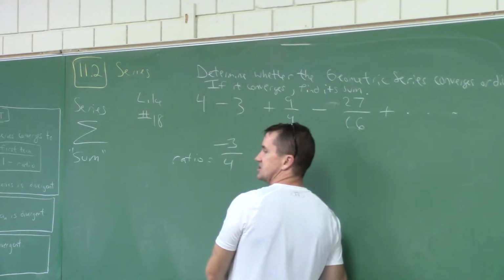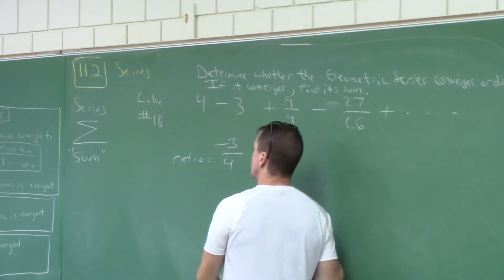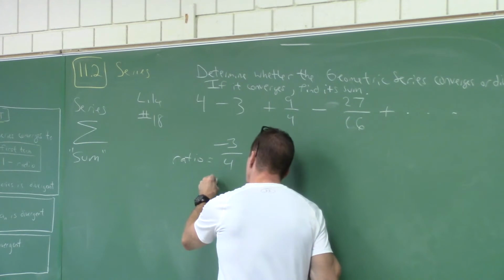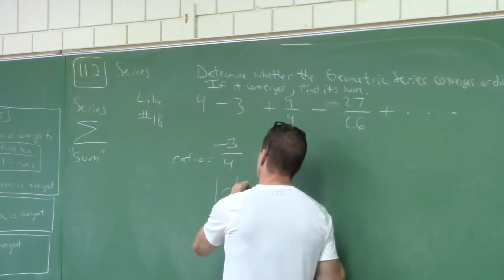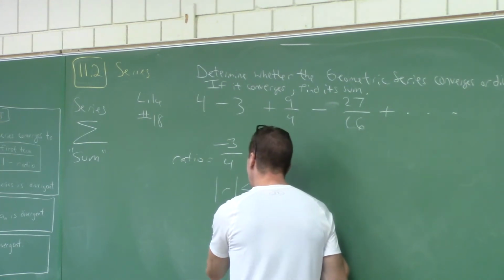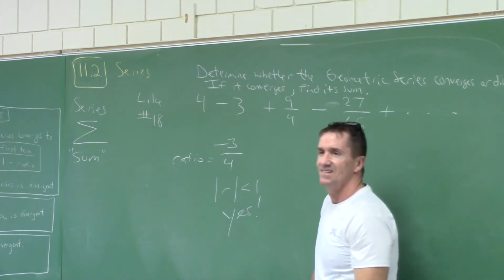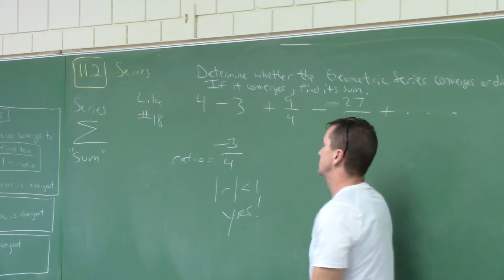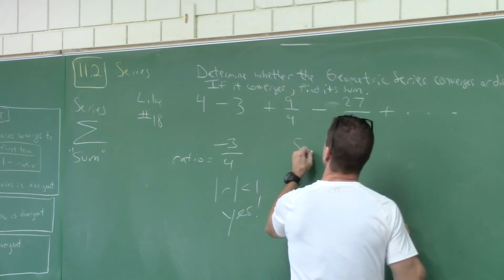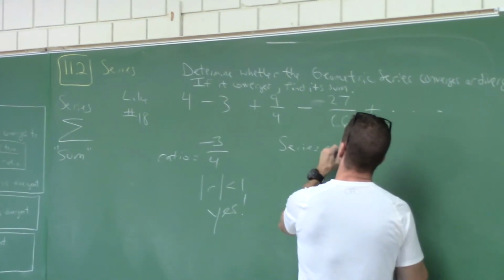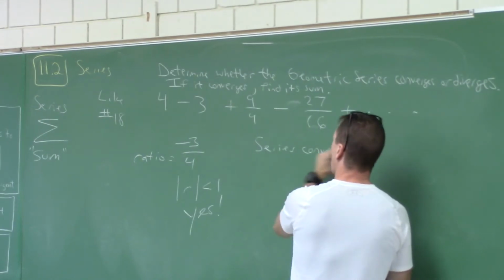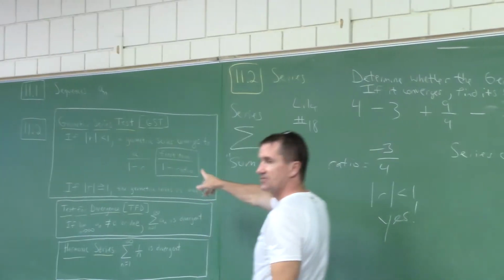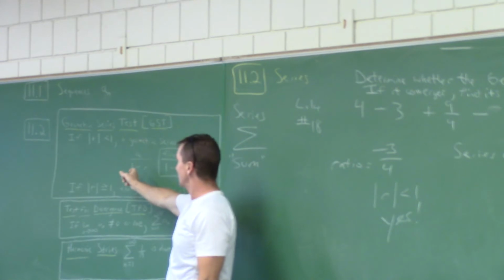So is that ratio, well, its absolute value, less than 1? Yeah. Then this thing is converging. What's it converging to? This series converges. Not only that, this is the only series test that gives you a value it converges to. The only one. What's it converging to?